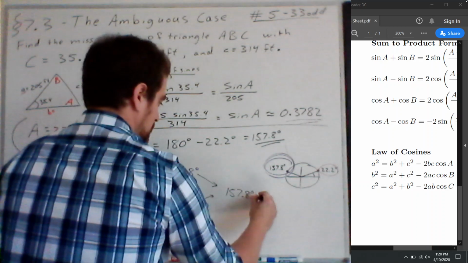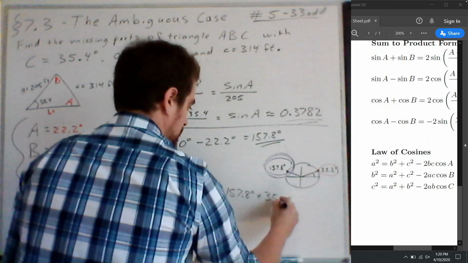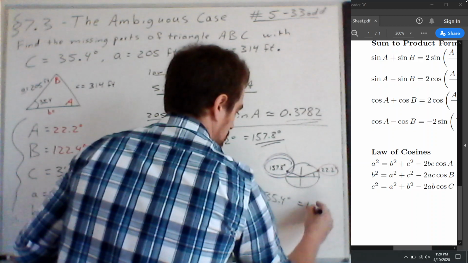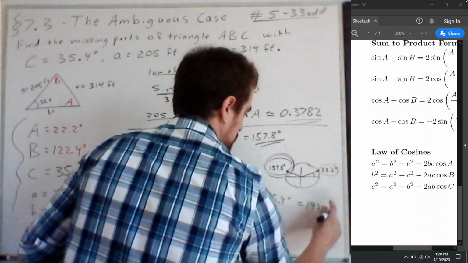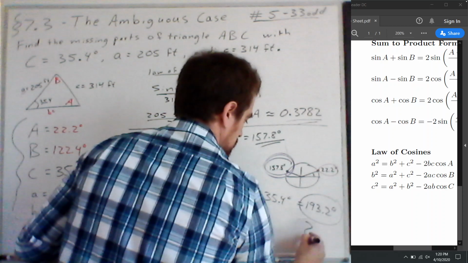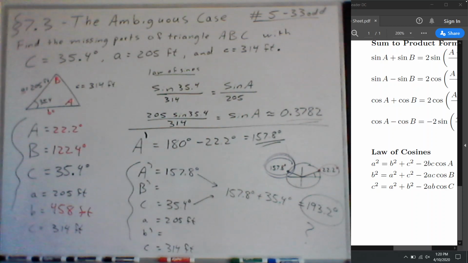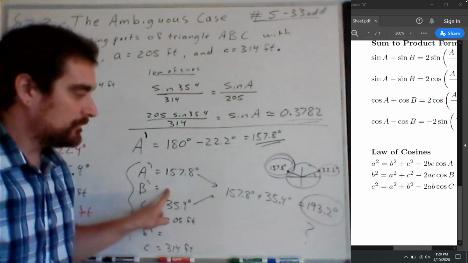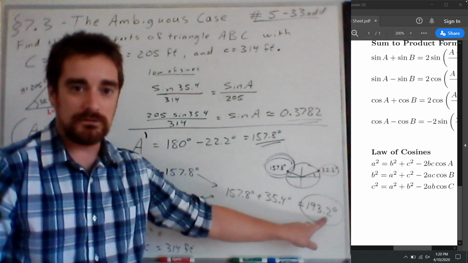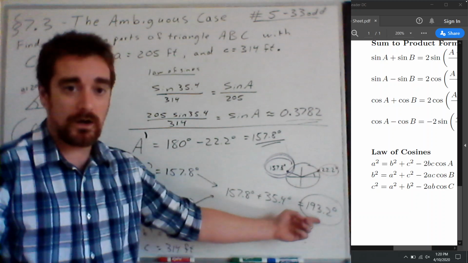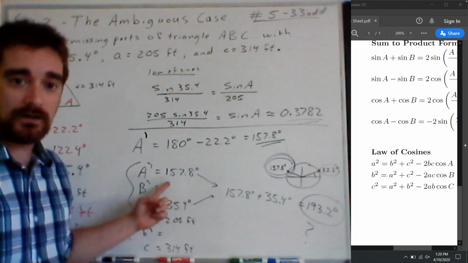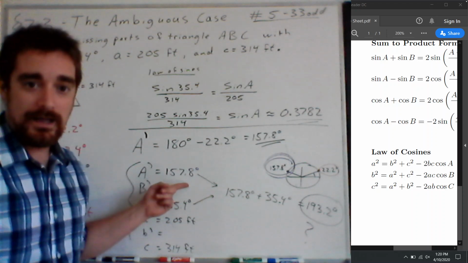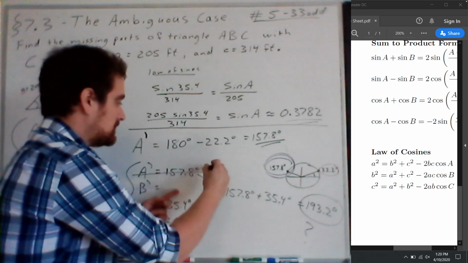157.8 degrees plus 35.4 degrees, which is fixed for angle C, is equal to 193.2 degrees. Does that even make sense? I still have to squeeze a third angle in here and keep this to 180 degrees. I've already gone way past how many degrees I'm allowed to have in my two-dimensional triangle. Right, so I can't use this value A prime. This value, in fact, makes no sense.